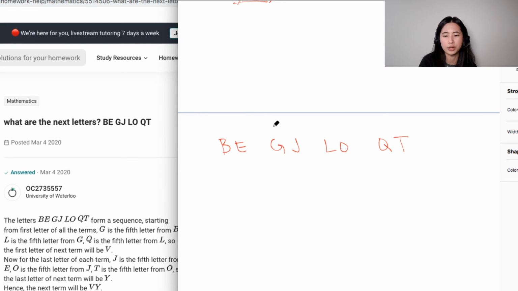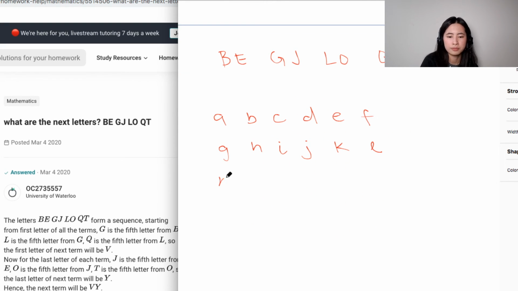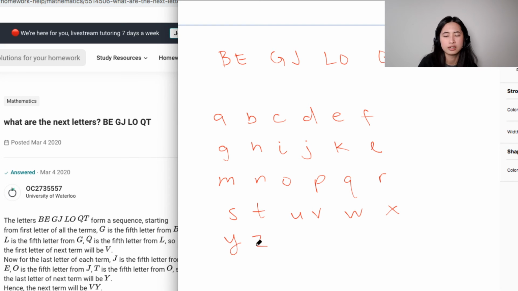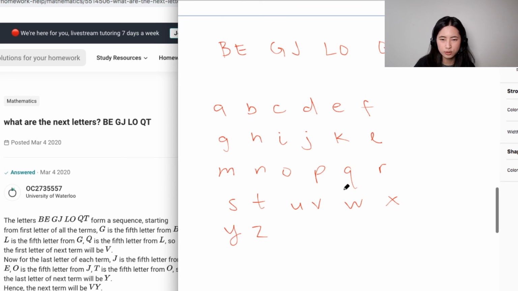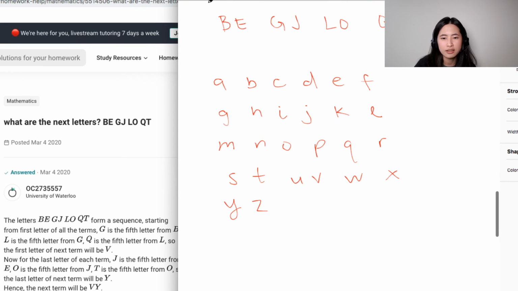Okay, so we have this pattern, right? And this is related to our alphabet. So we're going to have A, B, C, D, E, F, and then we have G, H, I. This is J, K, L, and this is M, N, O, P, Q, R, S, T, U, V, W, X, Y, and Z.